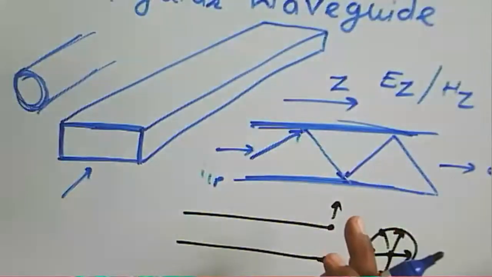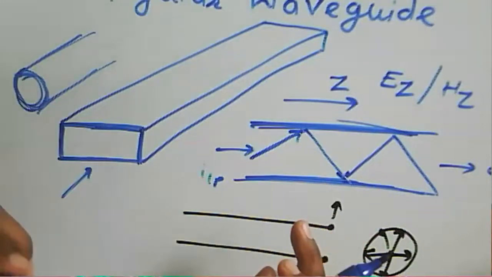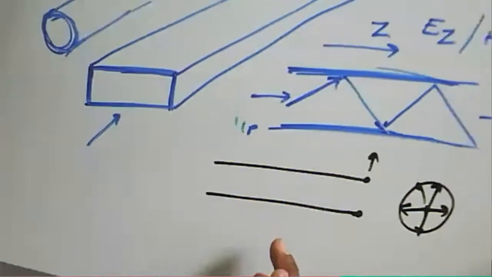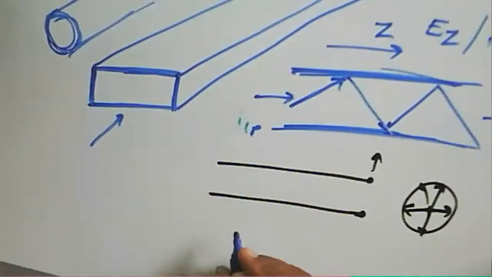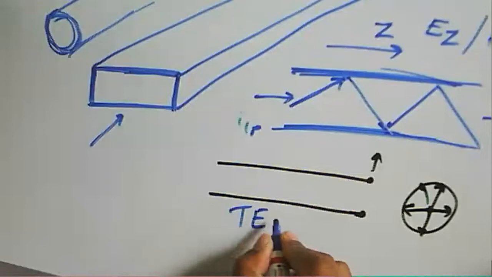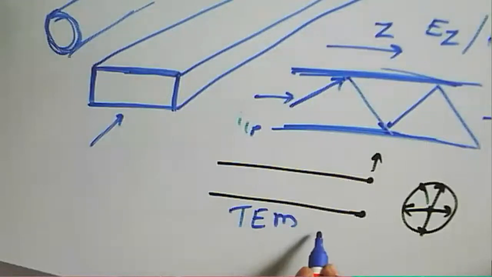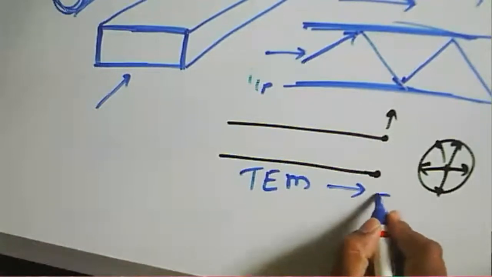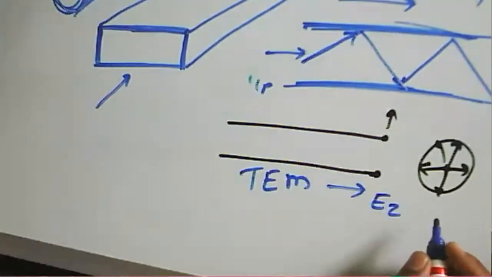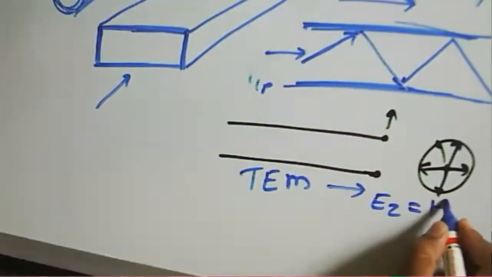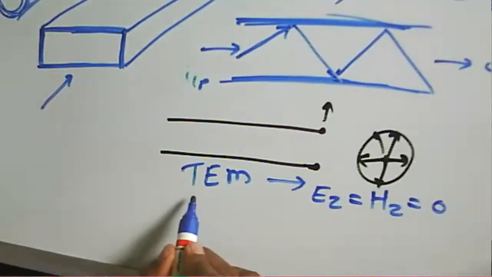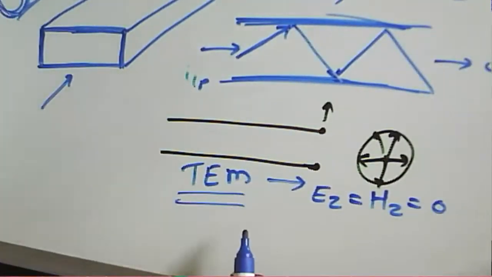Means we can say that the wave propagating through this particular guide is not a transverse electromagnetic wave. What is the TEM wave? TEM wave is propagating through the wire. TEM wave means it doesn't have any component in the direction of propagation of the wave. Means we can say that Ez is equal to Hz is equal to 0. Okay, that is about a TEM wave.